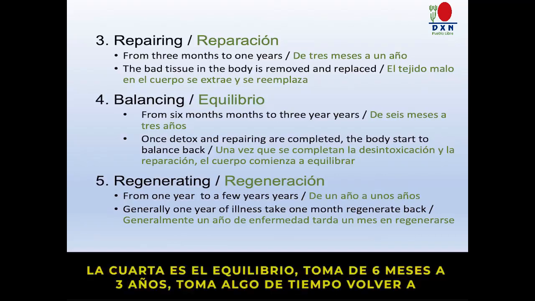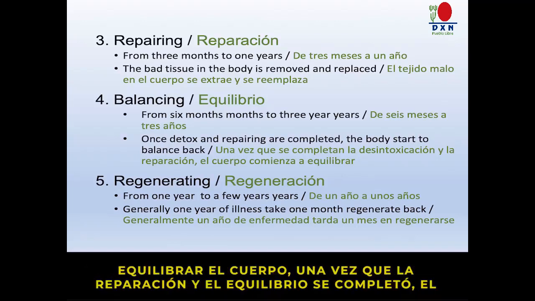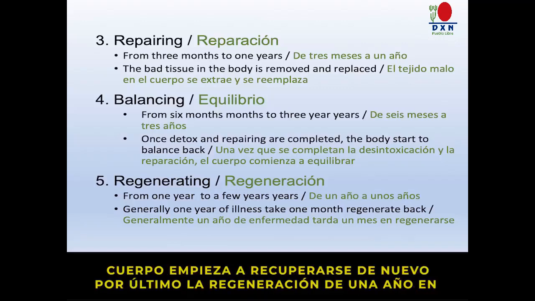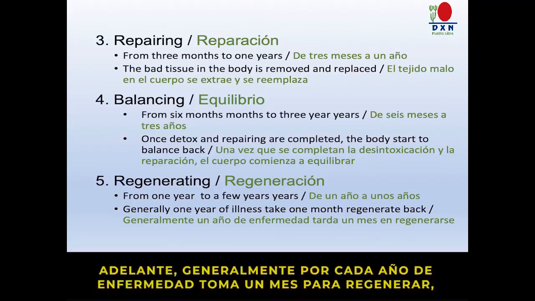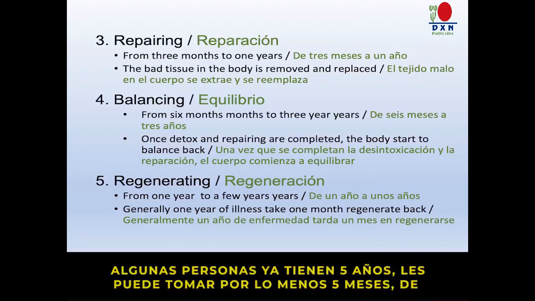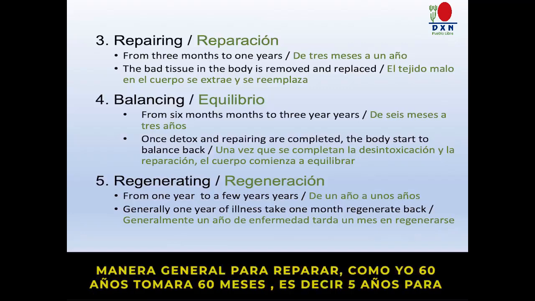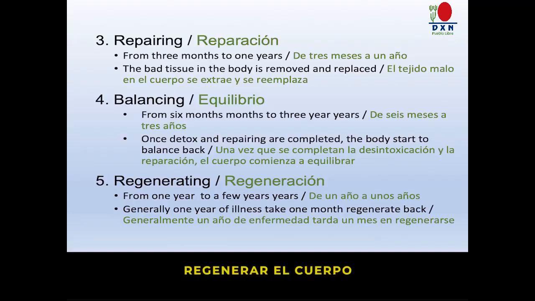The fourth one is the balancing. It takes about 6 months to 3 years. Balancing takes some time to balance back the body. Once detox and repairing are completed, the whole body starts to balance back. Lastly is regenerating, from 1 year to a few years. Normally, if the illness is 1 year old, it takes about 1 month to regenerate back. Some people's problem is already 5 years old, and it may take about 5 months. For a general repairing like myself, 60 years old, it may take 60 months, 5 years, to regenerate back the body.